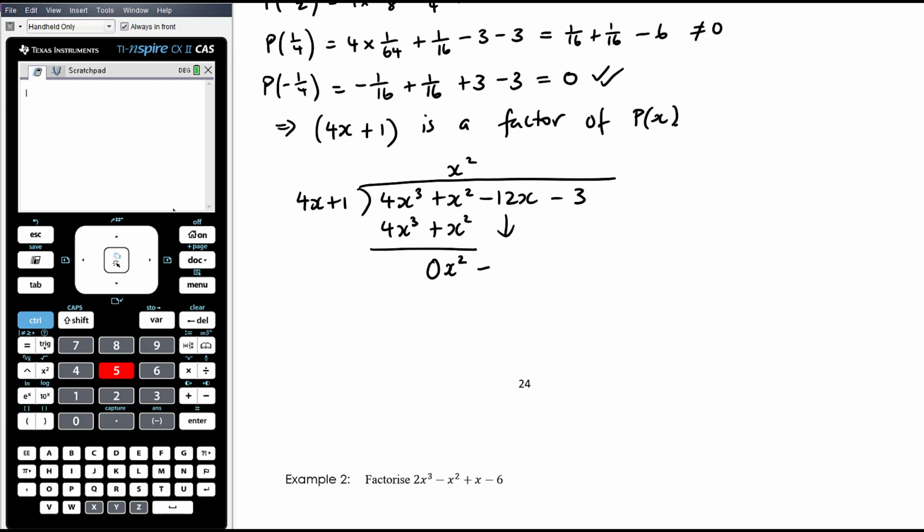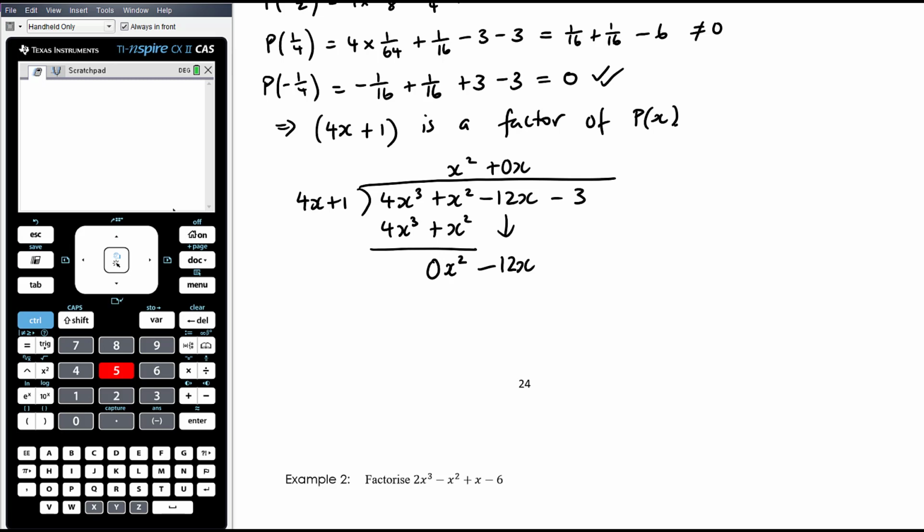Even if you get a 0, you still have to persist through the process. So bring down our next term. What do we multiply 4x by to get 0x squared? Well, that's going to be 0x, isn't it? Again, it feels a bit trivial, but we just need to push on to get to the next stage so we can access this negative 3 here.